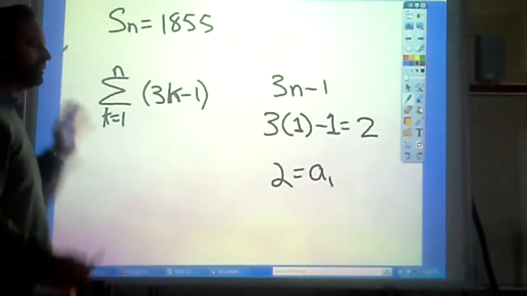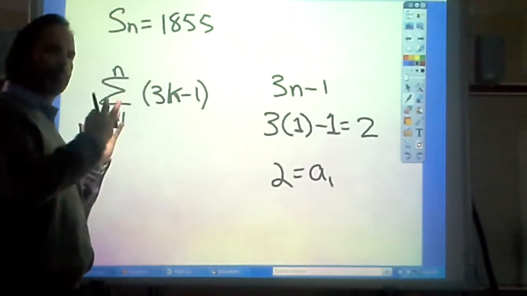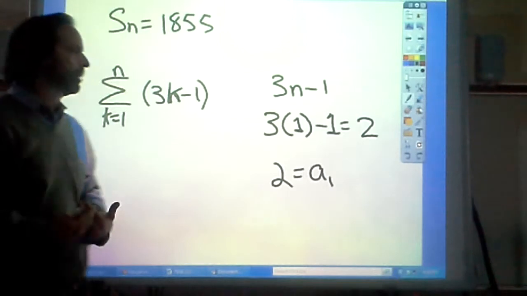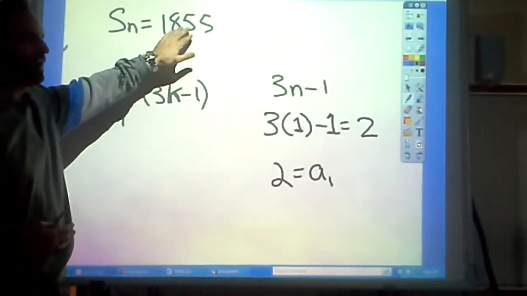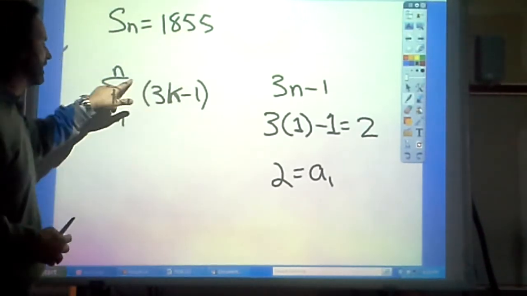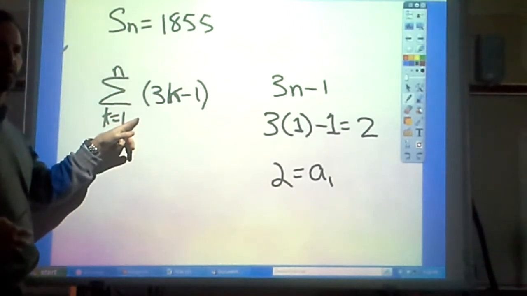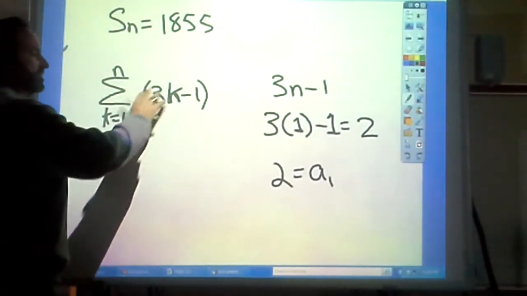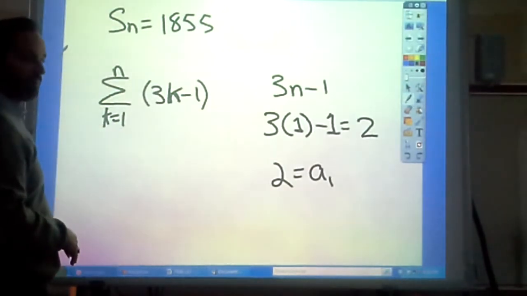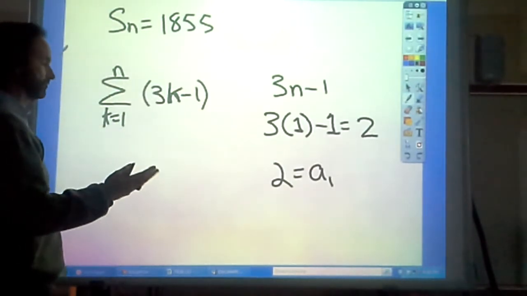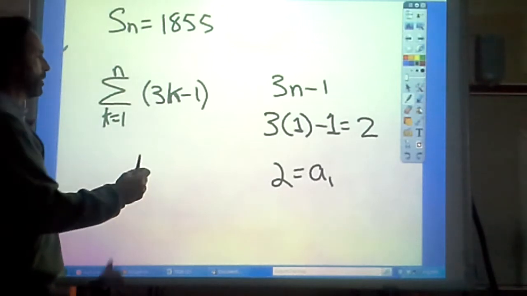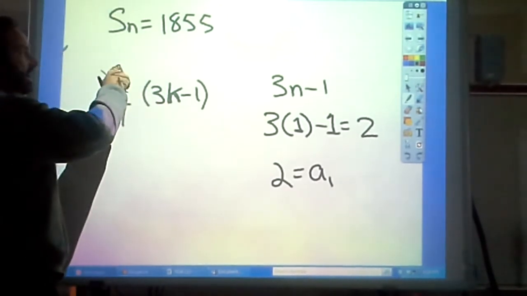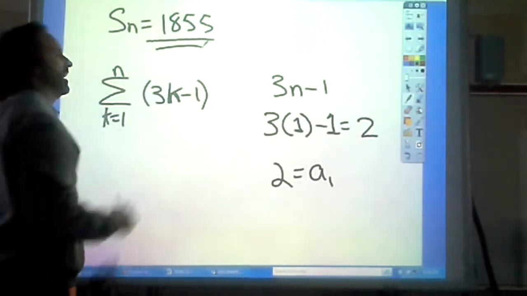Okay. Your calculator, we can't set up a table. If I try to make an equation and create a table where I can just scroll down and find out when I finally hit a sum of 1855, this is my sigma notation, which is summation notation. And this is my arithmetic equation in the explicit form. I plug in different values, 1, 2, 3, all the way up to n, and I should get this amount.